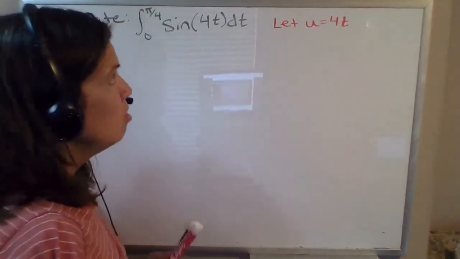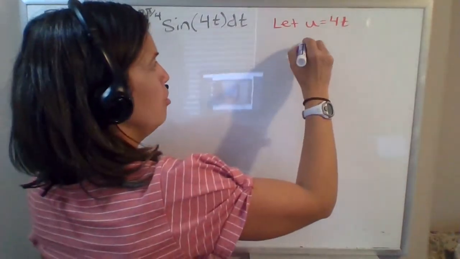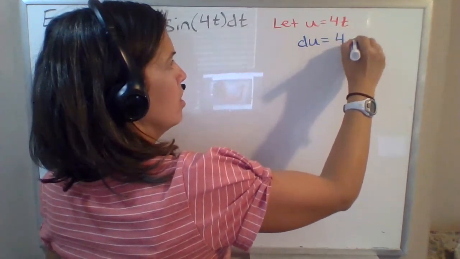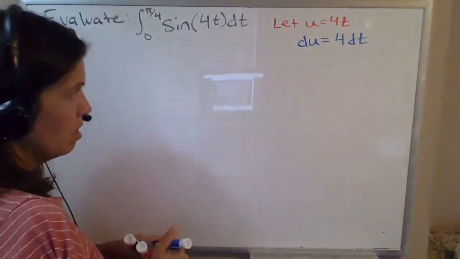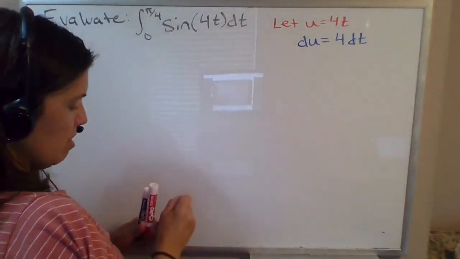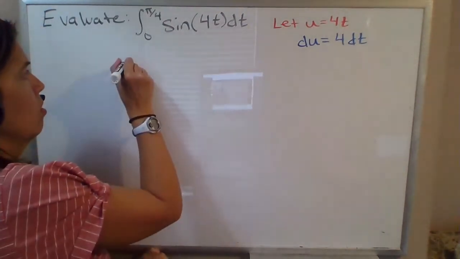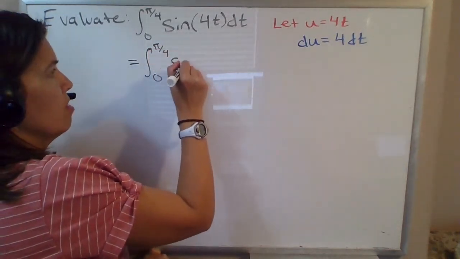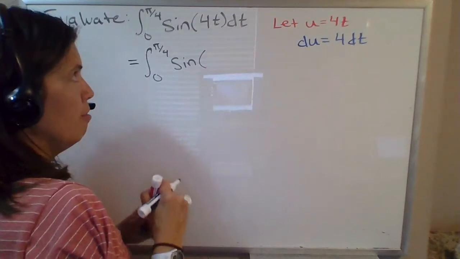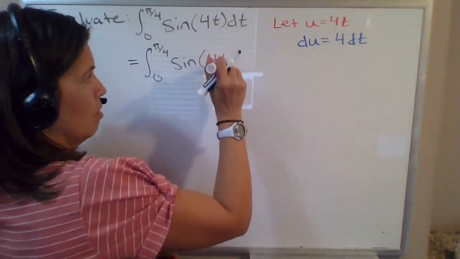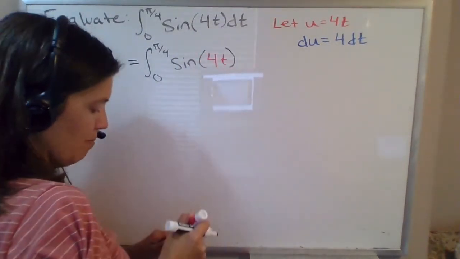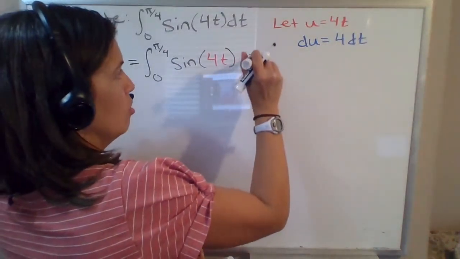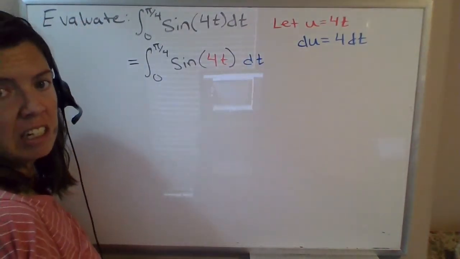Then it's important to deal with the differential du, which in this case would be 4 times dt. Well, what we have in the integral here, we've got the integral from 0 to pi over 4. We've got the sine function of 4t, so I'm really just writing the original problem, but I'm going to do some color coding here. And then we've got just dt. So not 4 dt, but just dt.